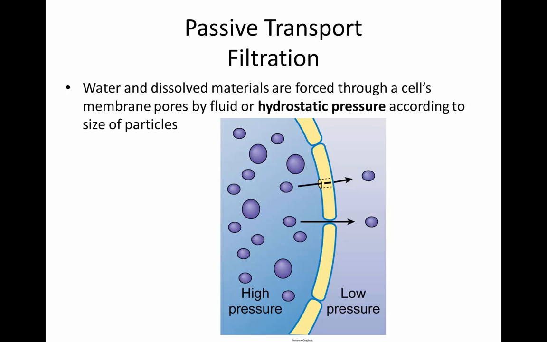Another type of passive transport is filtration. Water and dissolved materials are forced through the pores of a cell membrane by fluid or hydrostatic pressure. The hydrostatic pressure that may cause this to occur in your capillaries is blood pressure.